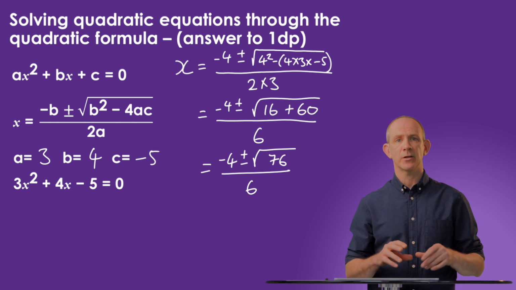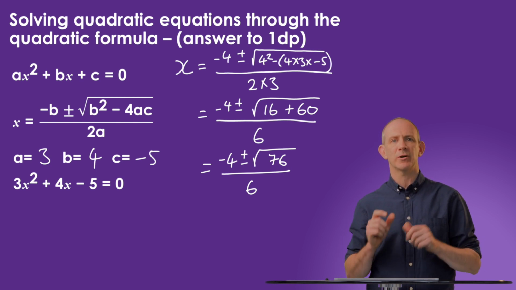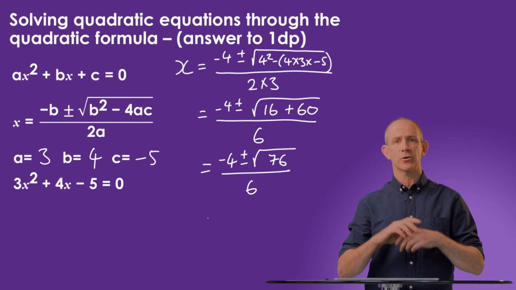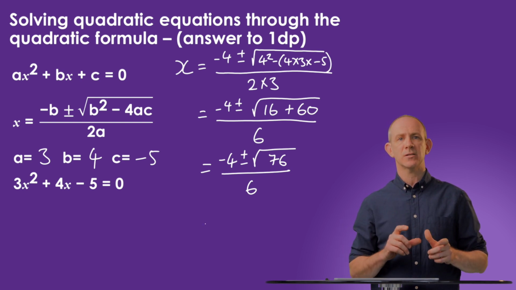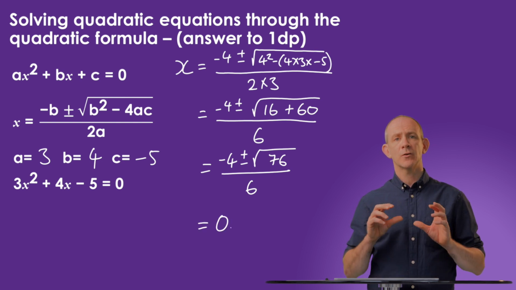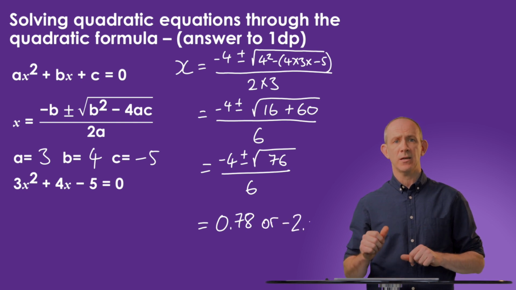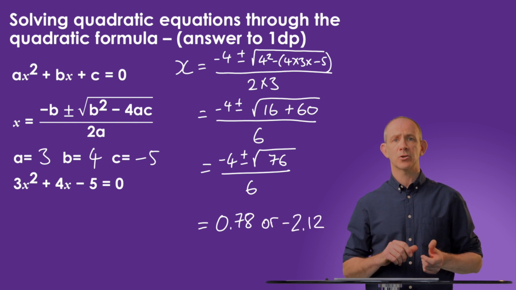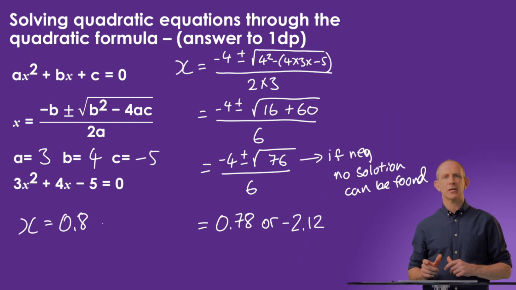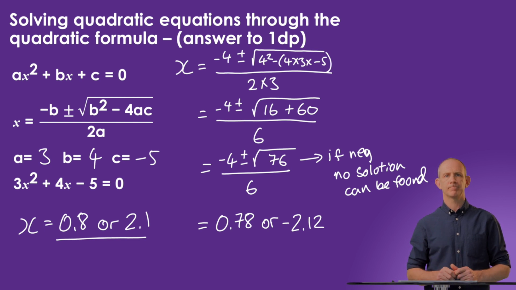If you're using a calculator, it's worth doing it to this point, as the calculator will allow you to either plus or minus to gain an answer, and then go back using that central toggle button and change the other symbol for the second value of x. So if we calculate the answer, we get 0.78 or negative 2.12. When rounded to one decimal place would mean that x will equal 0.8 or negative 2.1.